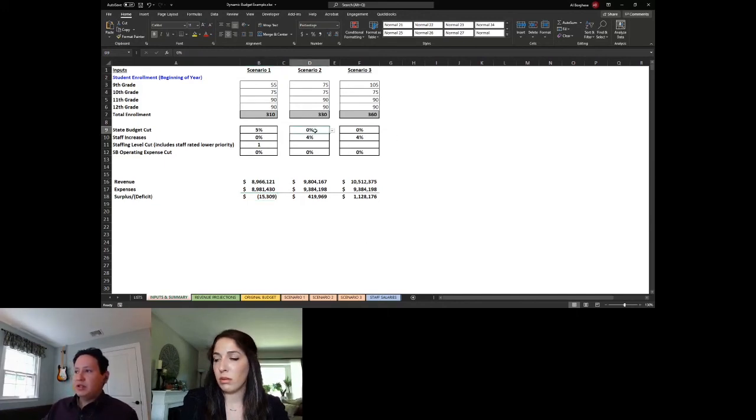In scenario 2, as you can see, there's no budget cut. They actually had a little bit more enrollment than we were projecting. We wanted to do a 4% increase in the staff. We weren't going to make any cuts, and we weren't going to make any cuts within our operating cost. So now this gives the bottom dollar.